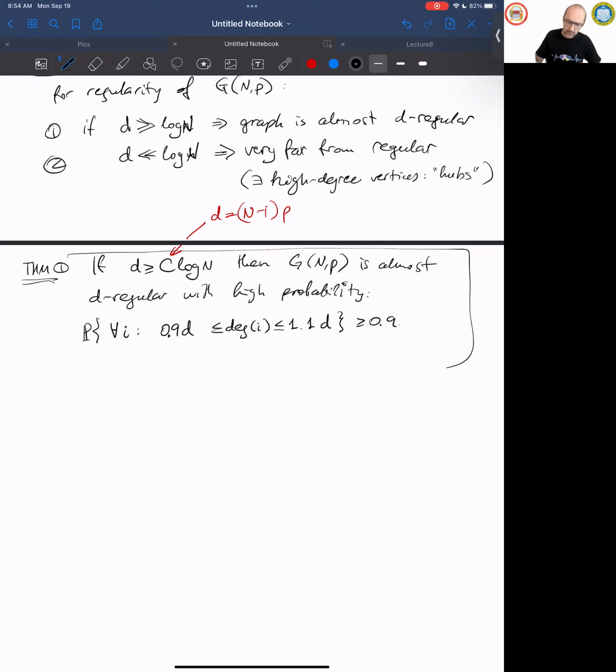And these numbers that I put here, 0.9 and 1.1, you will see from the proof that we can put any other number even closer to 1. I just don't want to put too many parameters.